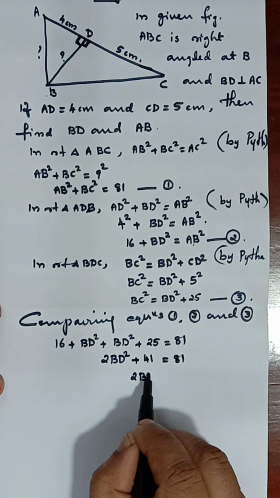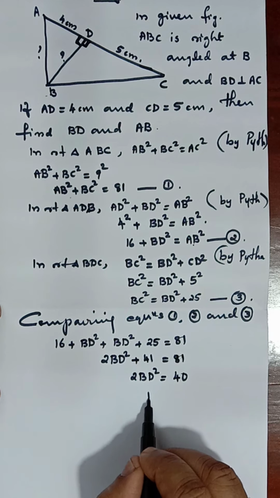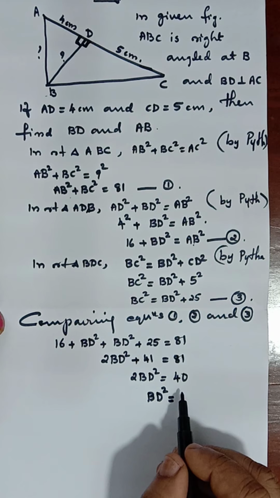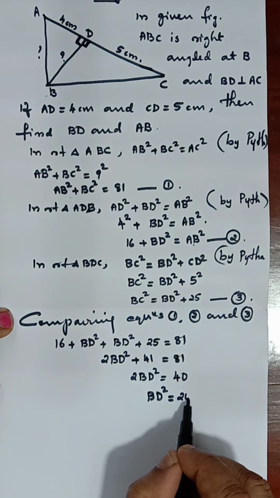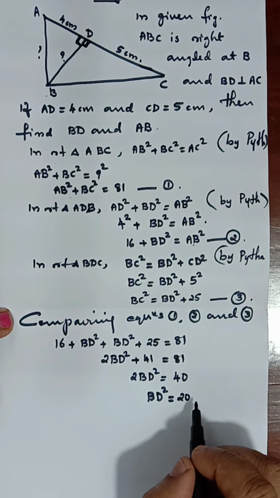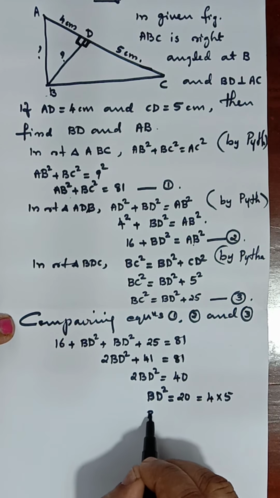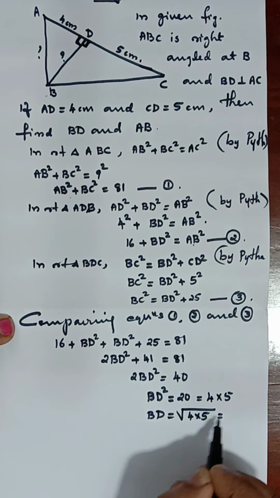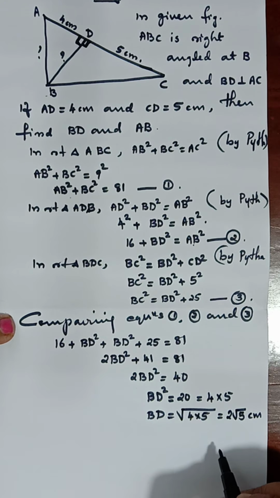So 2 BD square is equal to 81 minus 41, which becomes 40. So BD square is equal to 40 by 2, which is 20. BD square is equal to 20. Factors everybody knows: 4 into 5, 4 fives are 20. Therefore, BD will be square root of 4 into 5. Root 4 is 2, root 5. So 2 root 5 centimeter is our BD length. So we got BD length now.